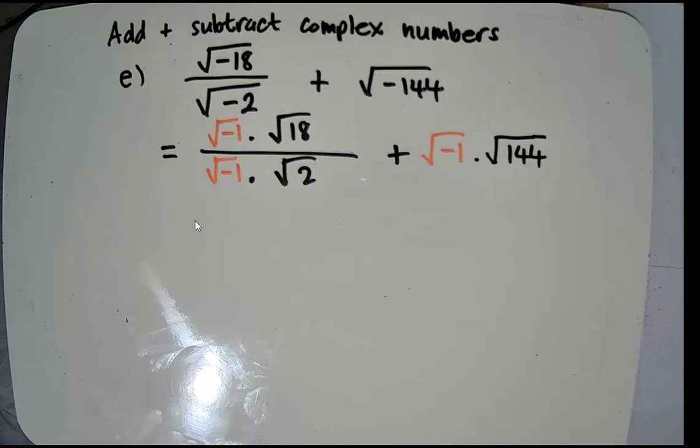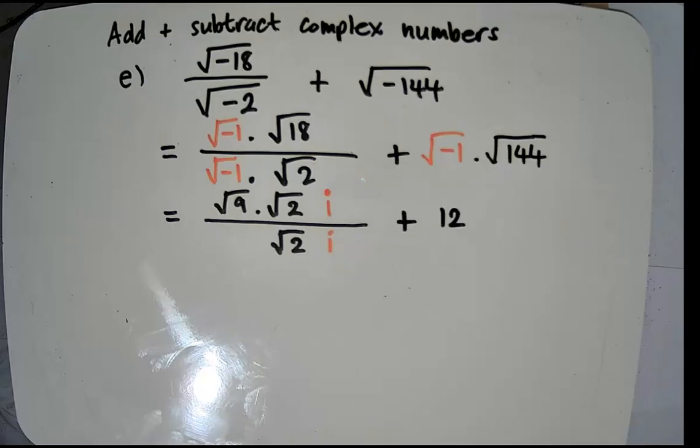So now we can simplify this, okay, and see if we can get a solution. We'll break this up into square root 9, square root 2. In the denominator, we're going to have square root of 2i, and here we are going to get 12. So the square root of 144 is 12, and the square root of minus 1 is always i.